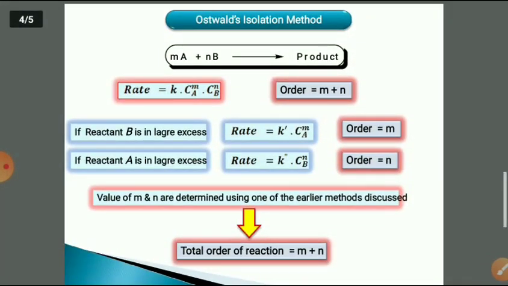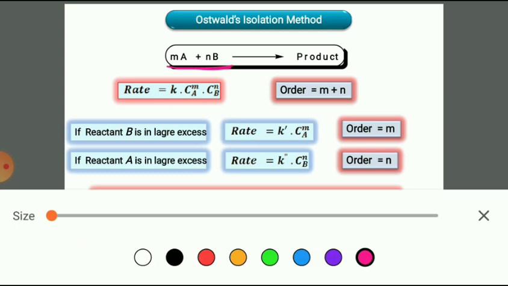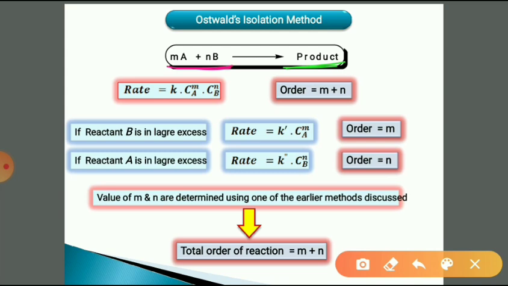Now let's see the Ostwald isolation method. In the Ostwald isolation method, we consider a reaction in which two molecules A and B react with each other to give the product. Now here, after applying the law of mass action or the rate law to this equation, we get rate equal to k into Ca raised to m into Cb raised to n.